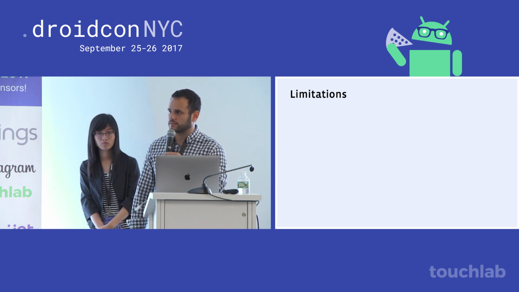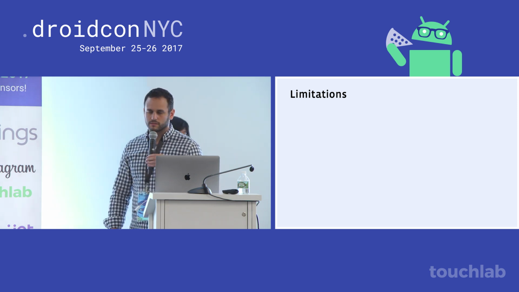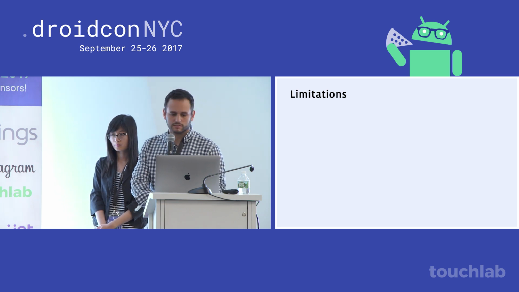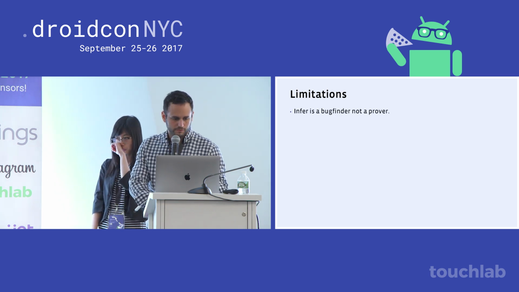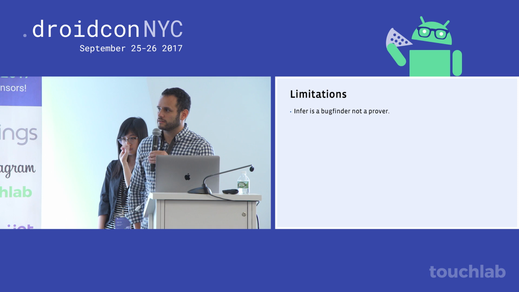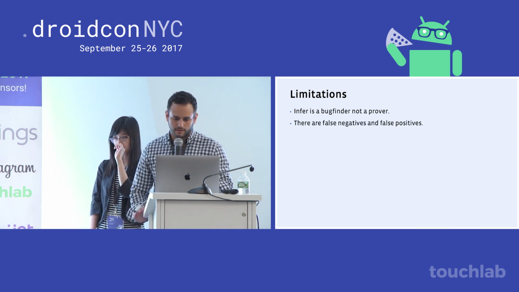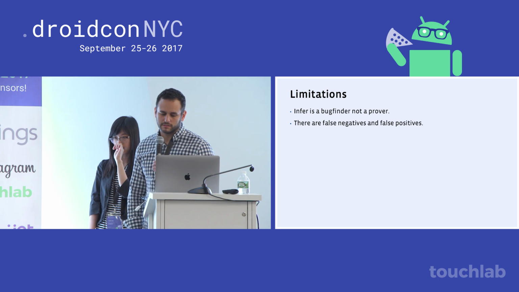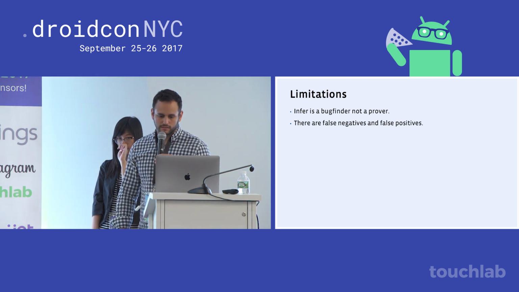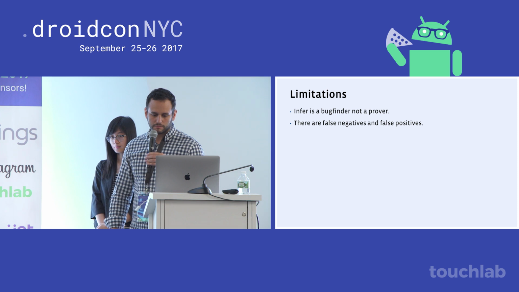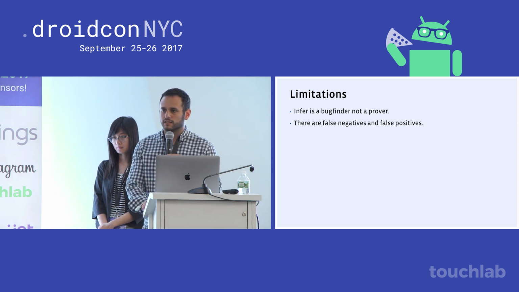So this was a pretty fast introduction to Infer. There's definitely more things to cover, but I just want to go over the limitations. First off, Infer is a bug finder, not a prover, so that means that there's going to be false negatives, which means there's a concurrency bug that Infer misses, and then there will also be false positives, which is that Infer reports an issue that's not actually a bug.